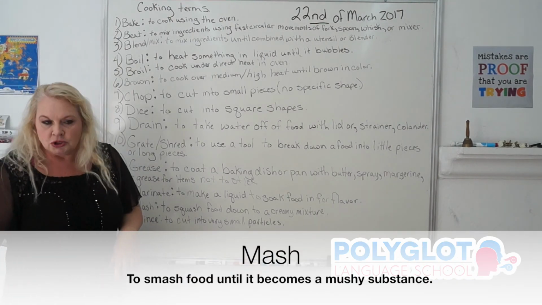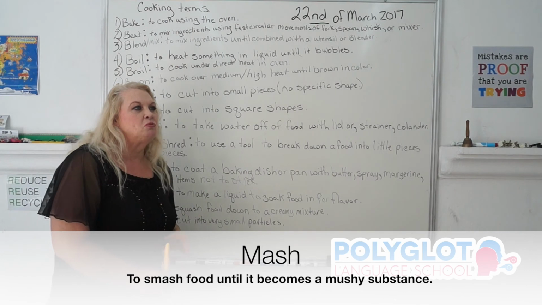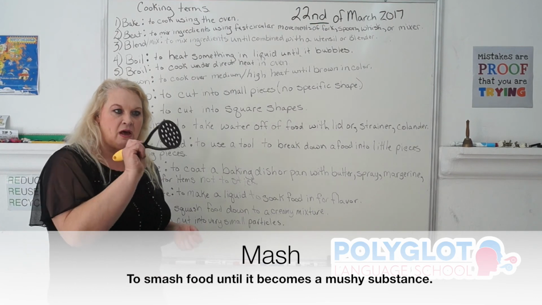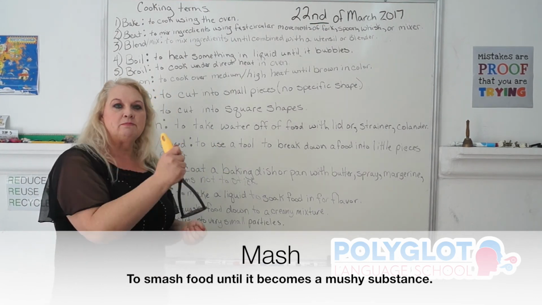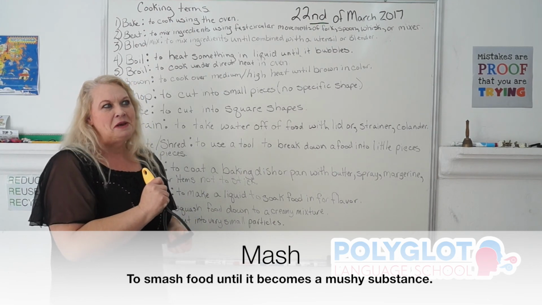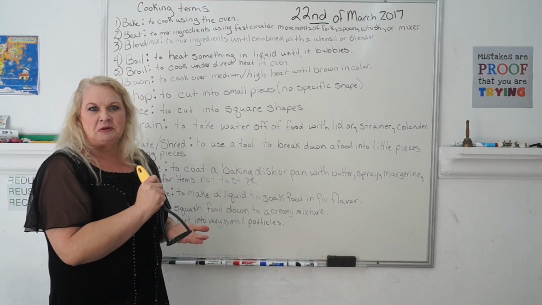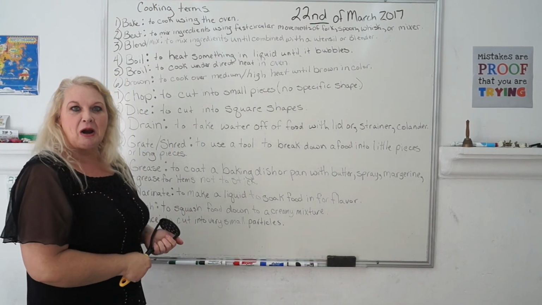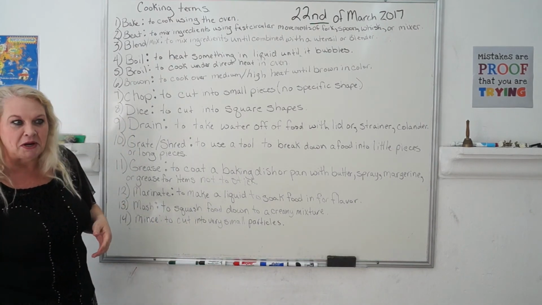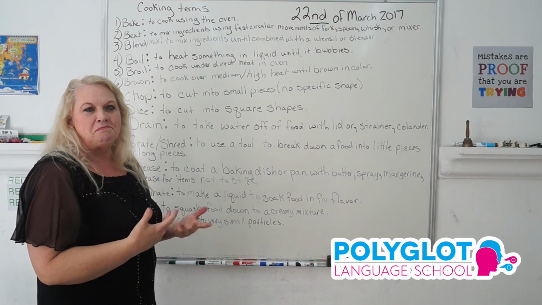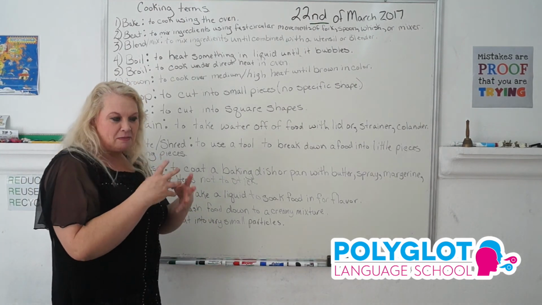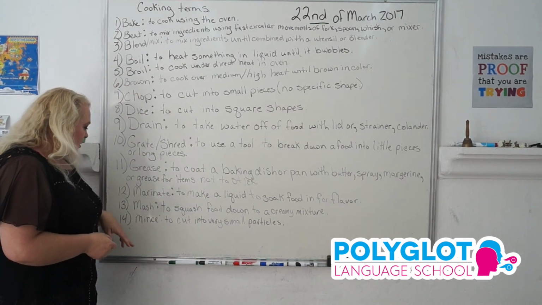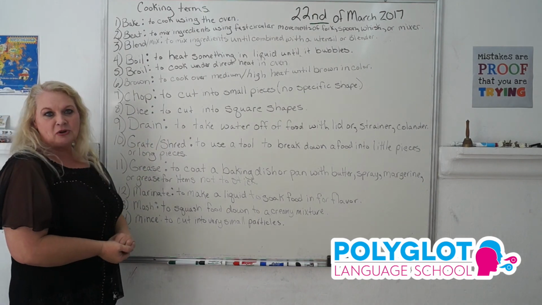Mash. To mash, we usually use mash with bananas or potatoes, and that is the act of using one of these little things, smashing it down. You can use a glass actually. That's what normally we do here in Mexico, is smash our potatoes or our, well, anything, our bananas with a glass, beans with a glass, till it becomes one big mushy product. We already did mince anyway, so that is our cooking terms.